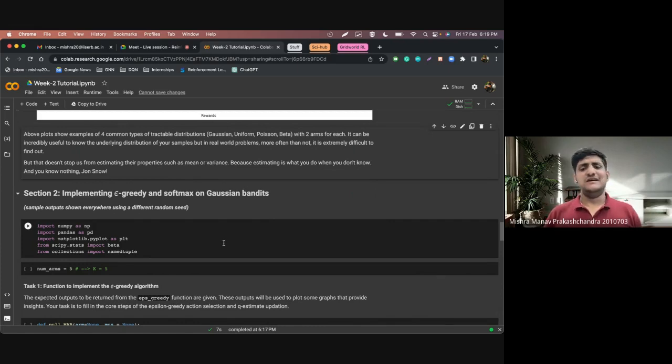For the bandit problem, we had discussed two algorithms. One was the epsilon greedy algorithm, and the second one was the softmax algorithm. We had also discussed the strengths and the weaknesses of both these approaches. So quickly, can anyone tell me what exactly is the epsilon greedy algorithm and what is the softmax algorithm, and how does it compare with each other? Anyone?